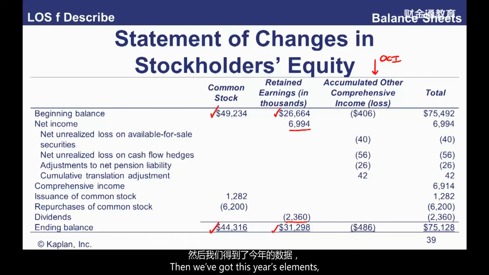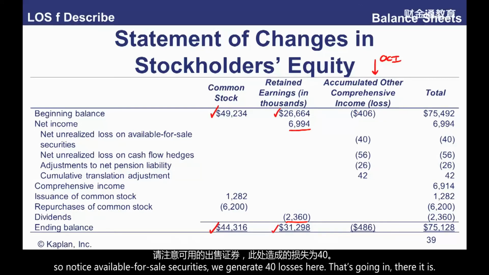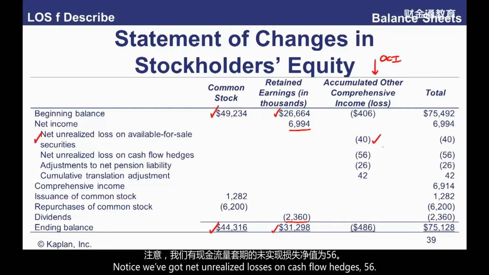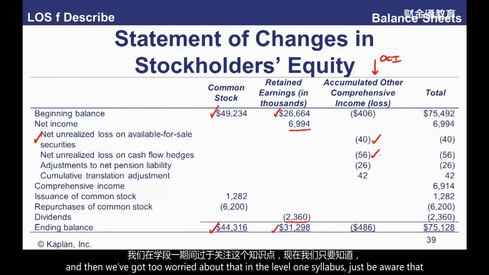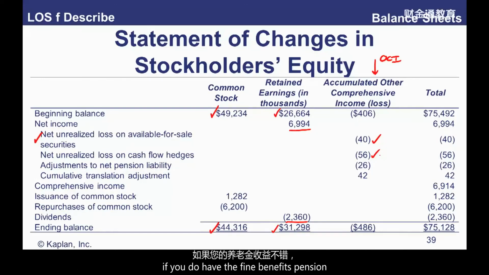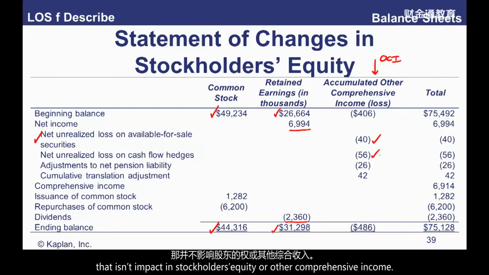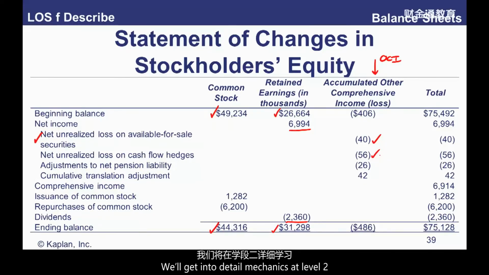Then we've got this year's elements. So notice our available for sale securities, we generated a 40 loss here. So that's going in, there it is. Notice we've got unrealized losses on cash flow hedges, 56. An adjustment to pensions, remeasurement adjustment to pensions. Again, don't want you to get too worried about that in the Level 1 syllabus. Just be aware that if you do have defined benefit pensions, there is an impact in stockholders' equity via other comprehensive income. We'll get into the detailed mechanics at Level 2.